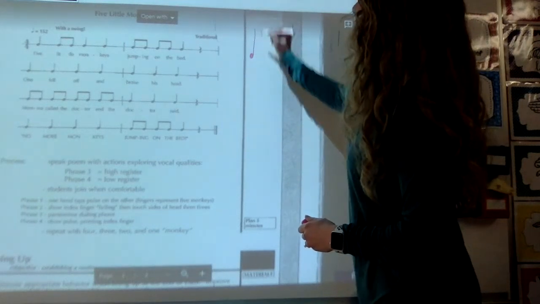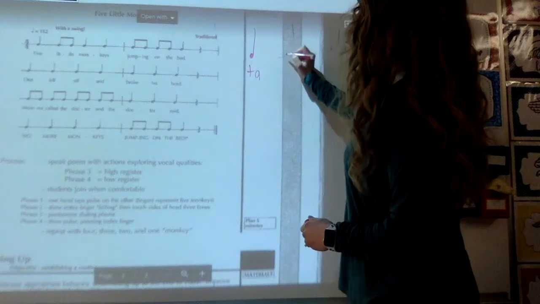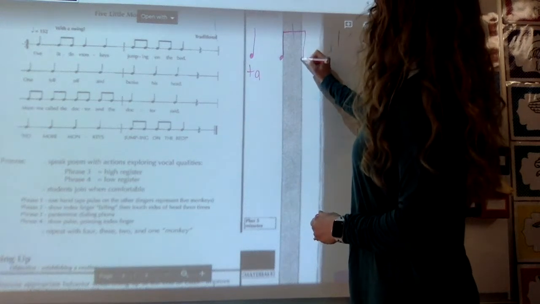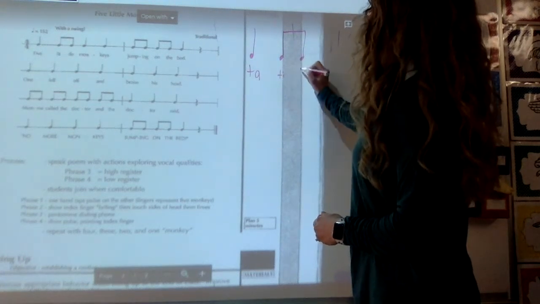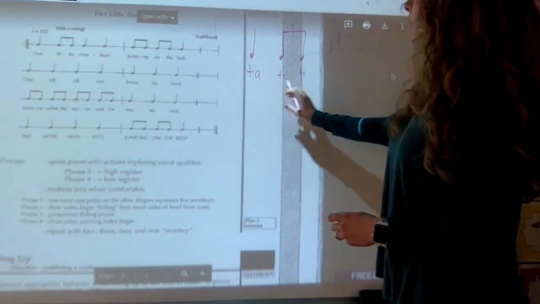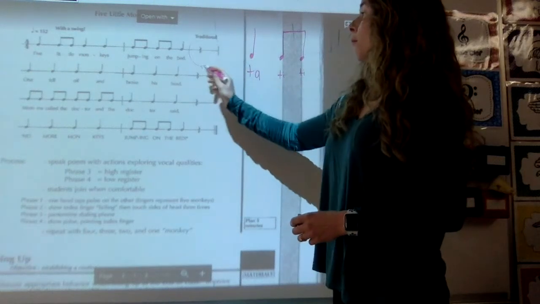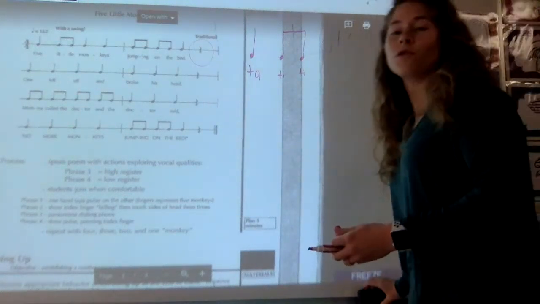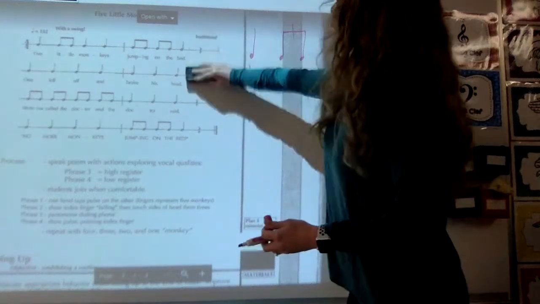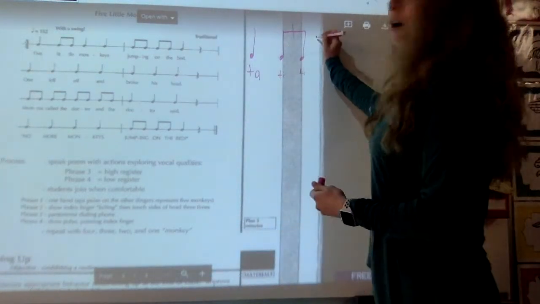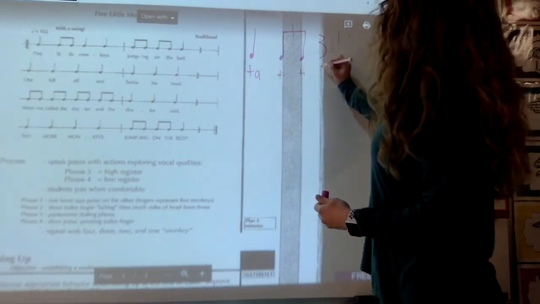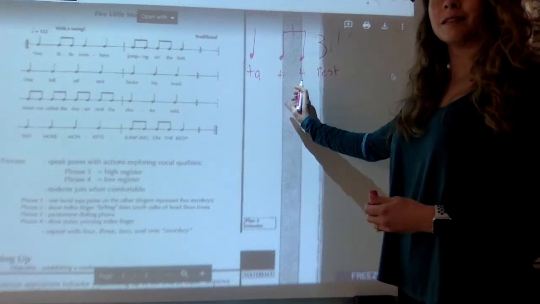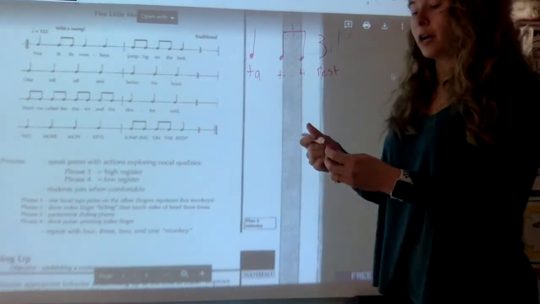Let's draw it up here really quick. We have a ta, and then we have a titi. So tas, titis, and we've learned about rests. Rests were our new thing that we learned about right before we left school. So if you don't really remember that, that is okay. We're going to talk about it again today. So I'll write it right over here. Yep, you can still see. Awesome. So we have ta, titis, and rests in this rhythm pattern right here.